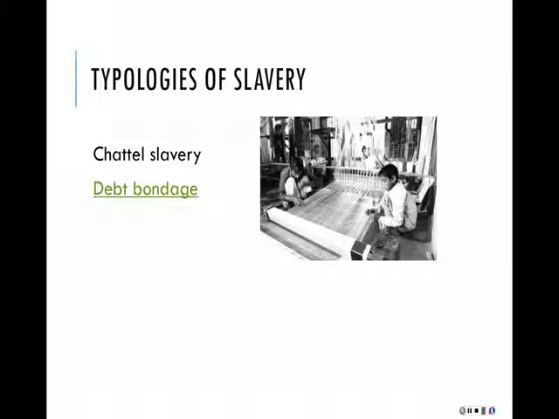And then there's debt bondage. This is the idea that you are going to be a laborer as some form of payment or for a loan. And we see this a lot, particularly in developing countries, where parents will actually loan out their children for money. And so the child would be indebted, a bonded laborer for that particular individual.